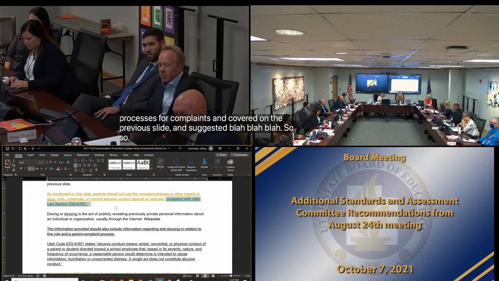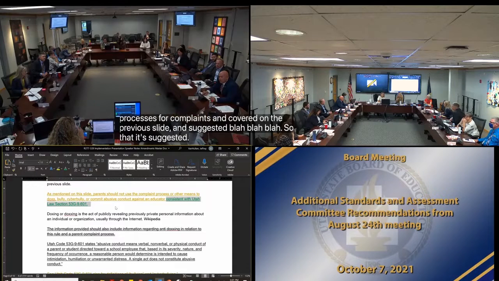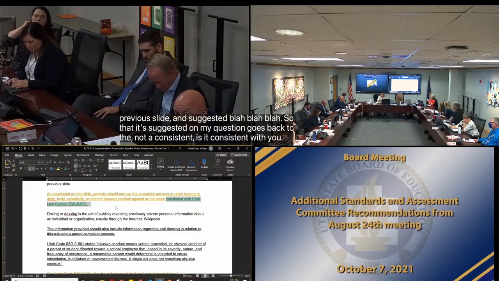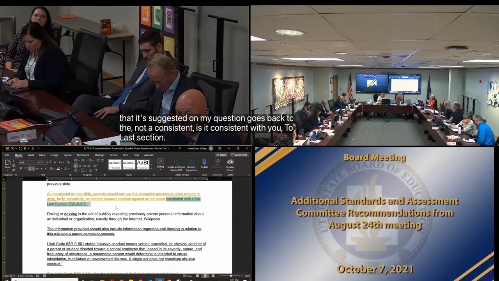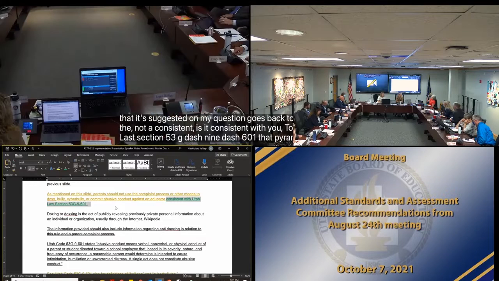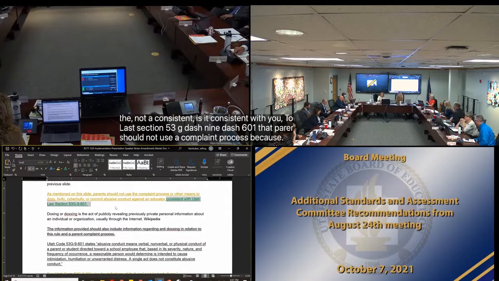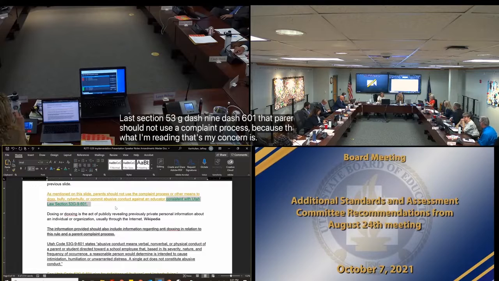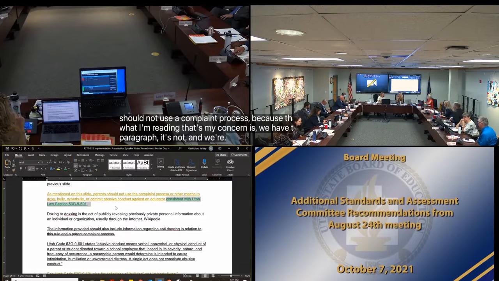So in my policies, their question goes back to: is it consistent with Utah law, section 53G-9-601, that parents should not use the complaint process? Because that's what I'm reading. That's my concern. We have this paragraph saying consistent with the law, and I don't think it is.